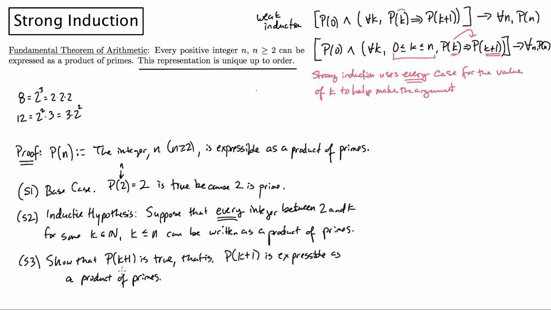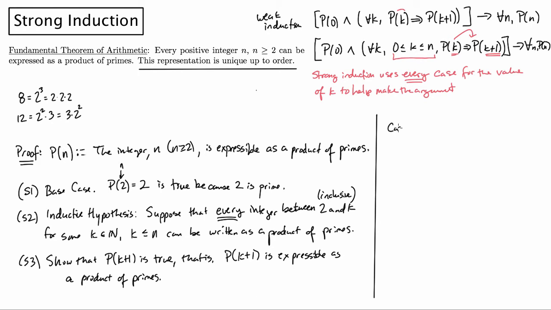So I need to show that 3 and on up is expressible as a product of primes, knowing that my inductive hypothesis makes it clear that every integer up to and including k can be written as a product of primes. So this is between 2 and k, but this is inclusive, including 2 and including k. This is the more nuanced part of this proof, that we've got to show that k+1 can be written as a product of primes.